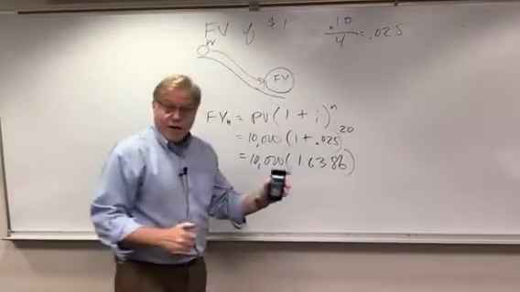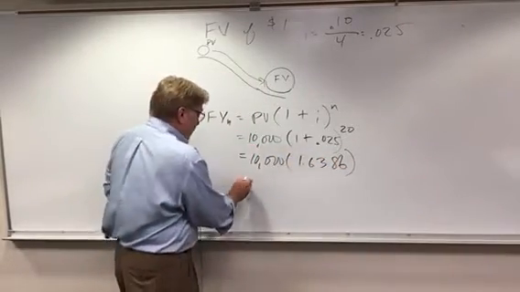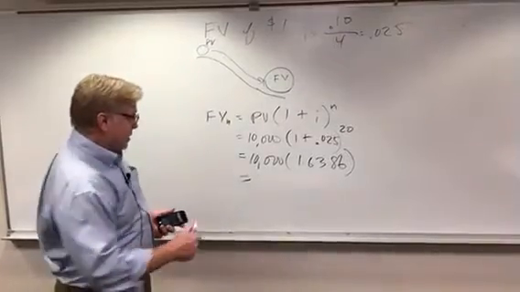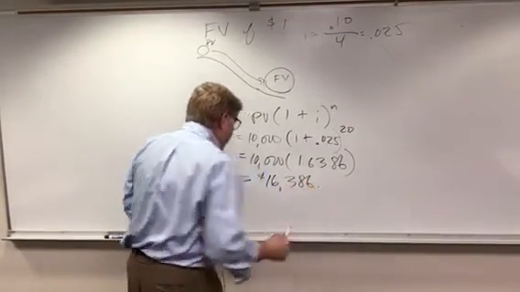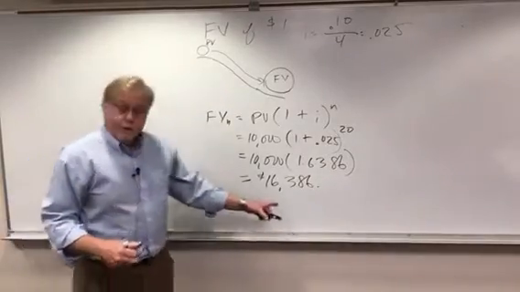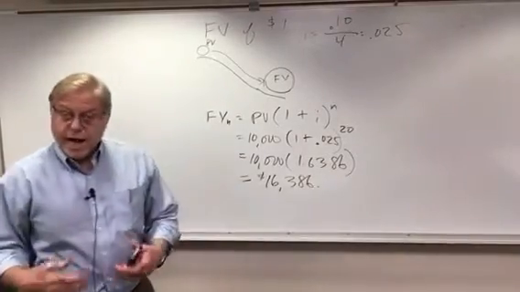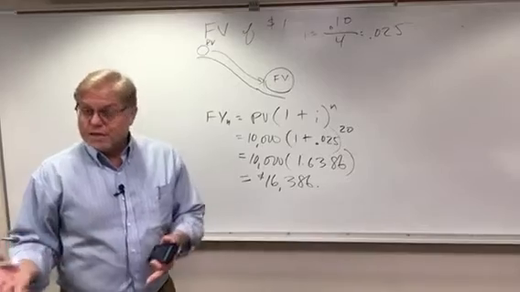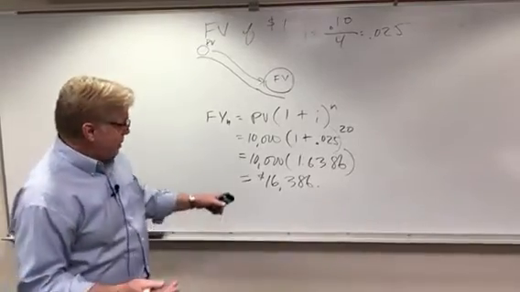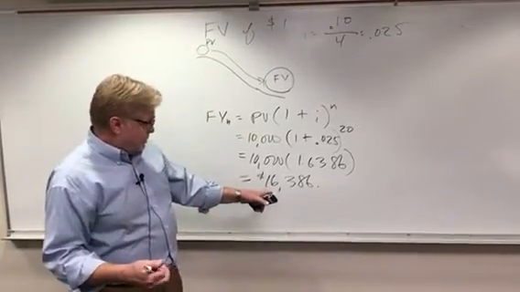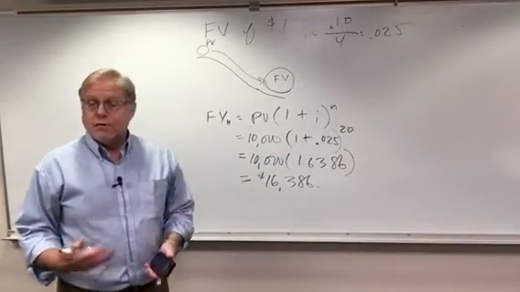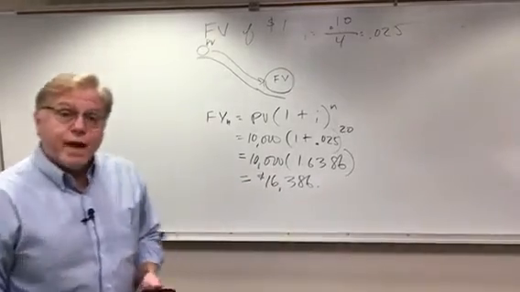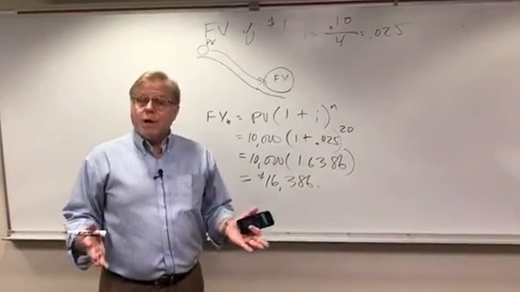1.6386. It might go out a little bit further. I've got my calculator set for 4 decimal places. But anyway, there you see $16,386. And you would note, of course, the more frequent compounding adds to the future value. Before it was 16,105, I believe. So it's added a little over $280 to the future value just for more frequent compounding.